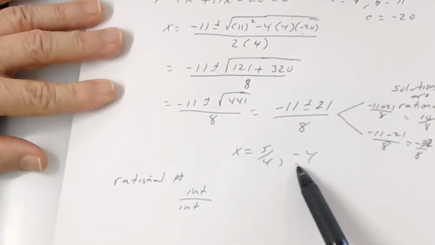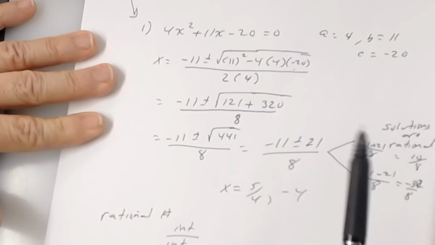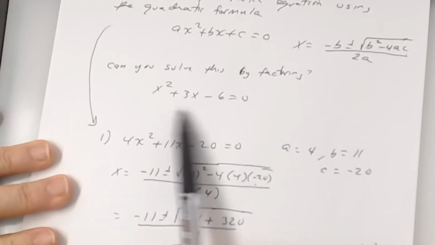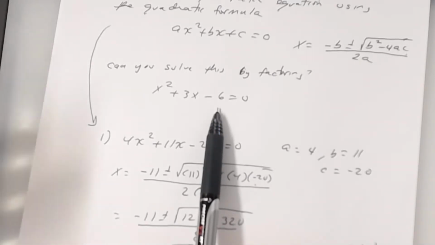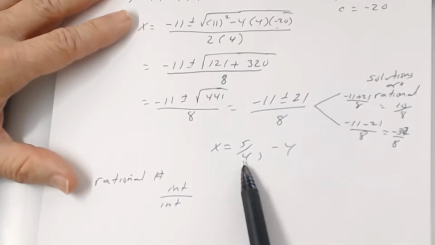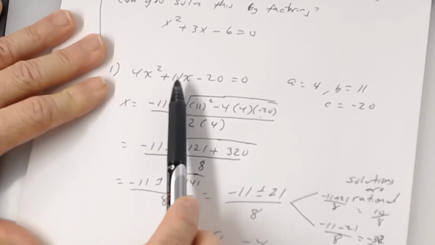Now, just to let you know, you see how you have those two solutions that are rational? You remember a while ago I said, is this factorable? We said no. We're going to do one like this in a little while. But you see how we had two rational solutions here? That means I could have done this problem by factoring, so I want to show you.